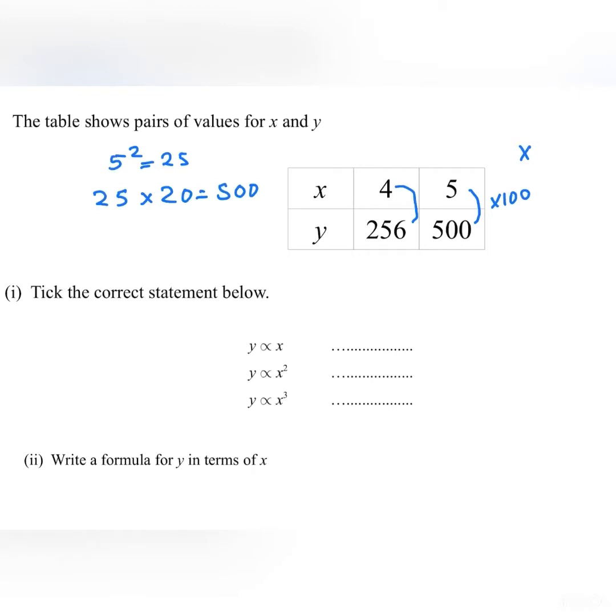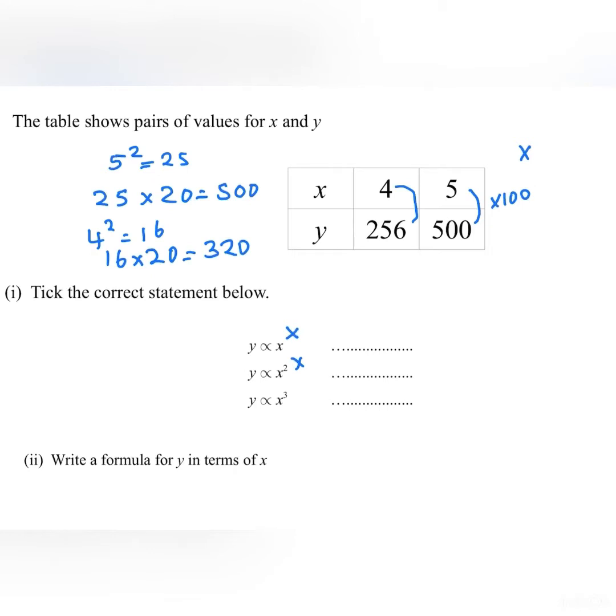Then if I did the same with 4 squared, now 4 squared is 16. Is 16 times 20 equal to 256? Well, it isn't, because 16 times 20 is 320. So it can't be that y is proportional to x or y is proportional to x squared.